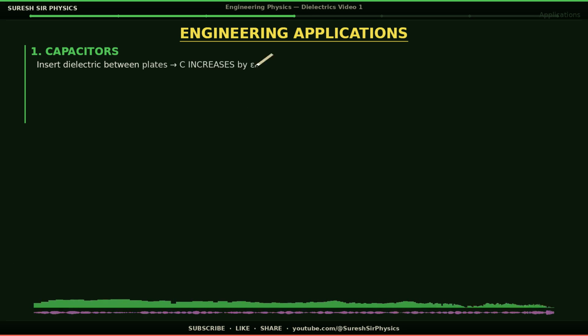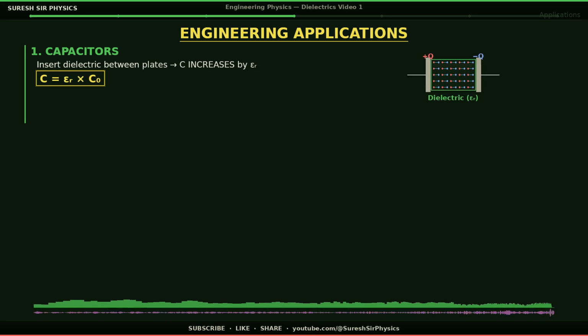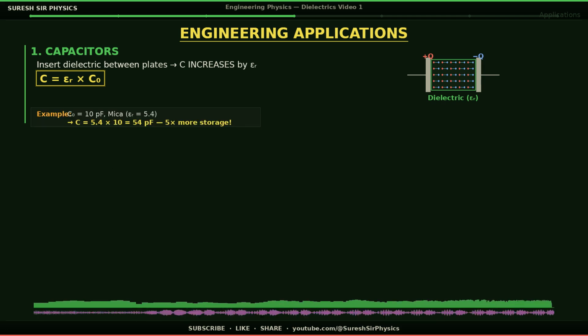Application number 1. Capacitors. When you insert a dielectric between the plates of a capacitor, the capacitance increases by a factor of epsilon r, the dielectric constant. This is the most basic and important application. The formula is C equals epsilon r times C naught, where C naught is the capacitance without the dielectric.